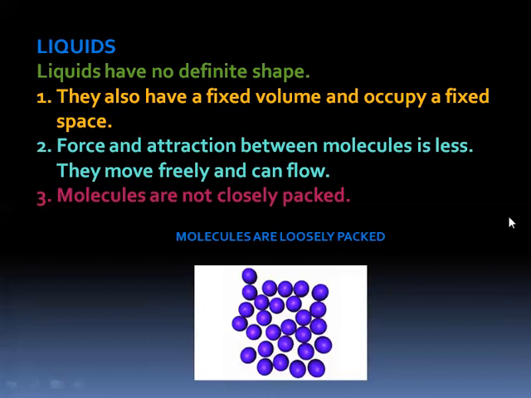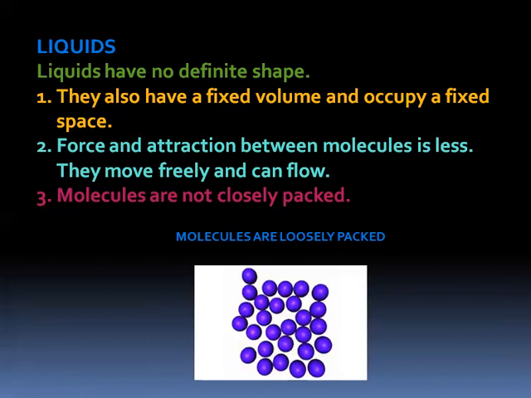Force of attraction between molecules is very less when compared with solids. Why? Because here they are loosely packed, there tightly. In solids, the molecules are very tightly packed. In liquids, they move freely and can flow. See, movement is very free here because they are far, and the molecules are not closely packed here. That is the reason. Is it clear what is the difference between solids and liquids?